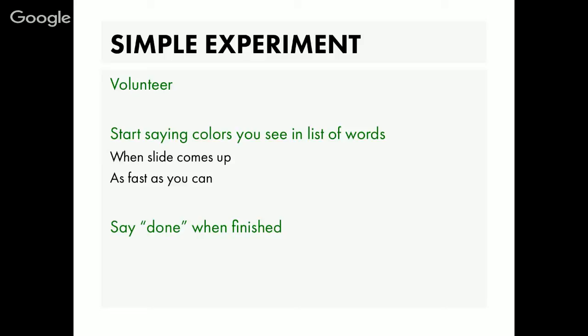Okay, so here's what he's going to do. I also need another volunteer to do timer mechanism. Who has something that can take time for us? Okay, here's what we're going to do. He's going to start saying colors that you see on this list of words when the slide comes up as fast as he can. And he will say done when he's finished, and you have to tell us what the time is. So this is the colors that are the colors that you see of words. Okay.